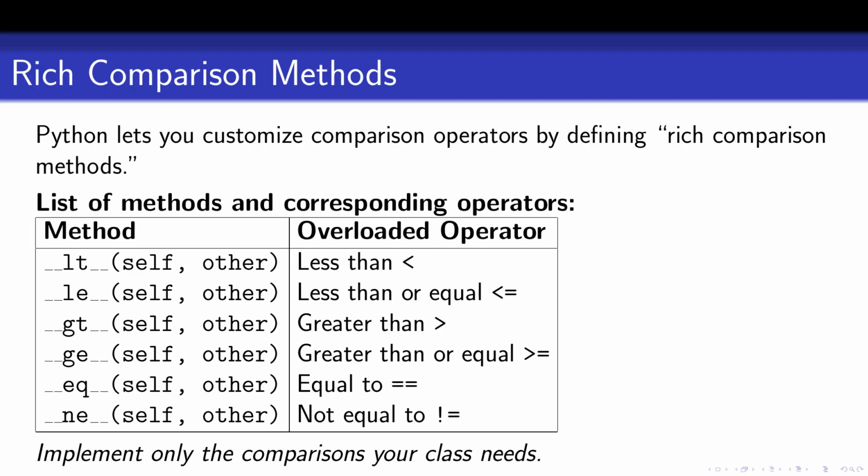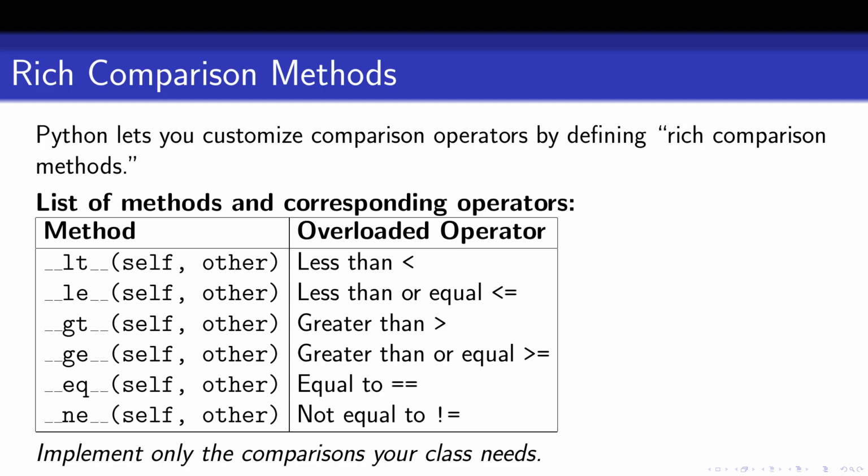Beyond just less than, Python supports rich comparison methods that let you customize the behavior of all major comparison operators. These include le for less than or equals, gt for greater than, ge for greater than or equals, eq for equals, and ne for not equals. You don't have to implement all of them, just the ones that make sense for your class.